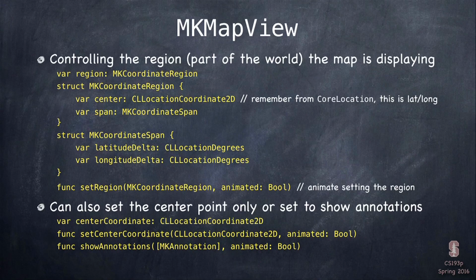Actually, it's not even meters. The span is a delta of latitude and longitude: how many degrees of latitude and how many degrees of longitude to show.